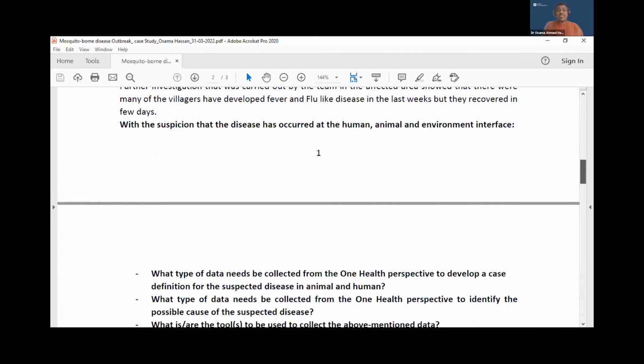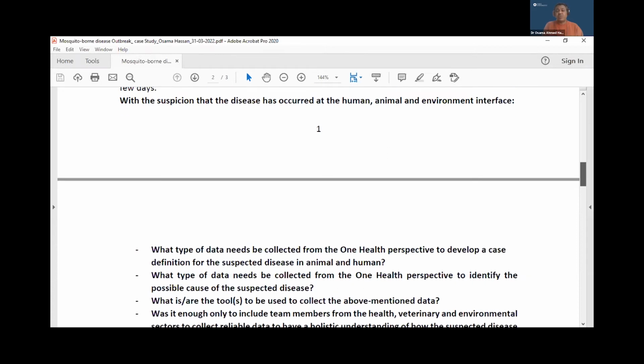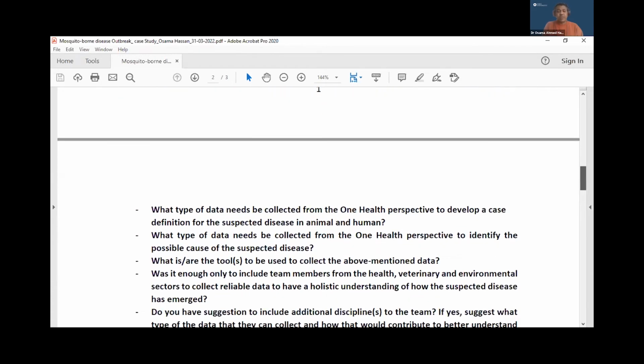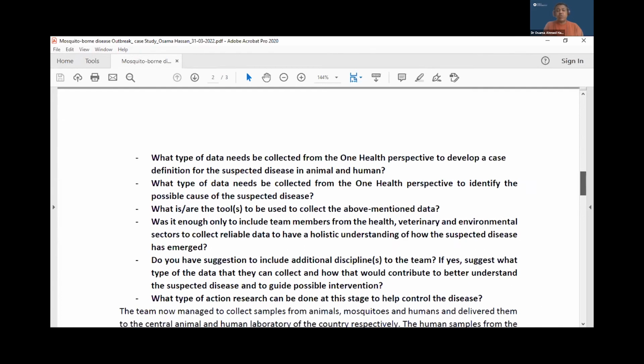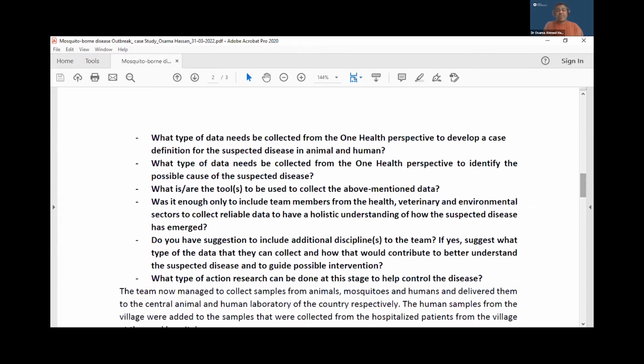So with the suspicion that the disease has occurred at the human, animal, and environment interface, what type of data needs to be collected from the One Health perspective to develop a case definition for suspected case disease in animal and human? You know that in order to gather important data for the surveillance system, you need to have a case definition. Now they collected information focusing on animals and humans both, and also maybe the relation to the environment in terms of mosquitoes. So what type of data can help them to define the case definition properly?